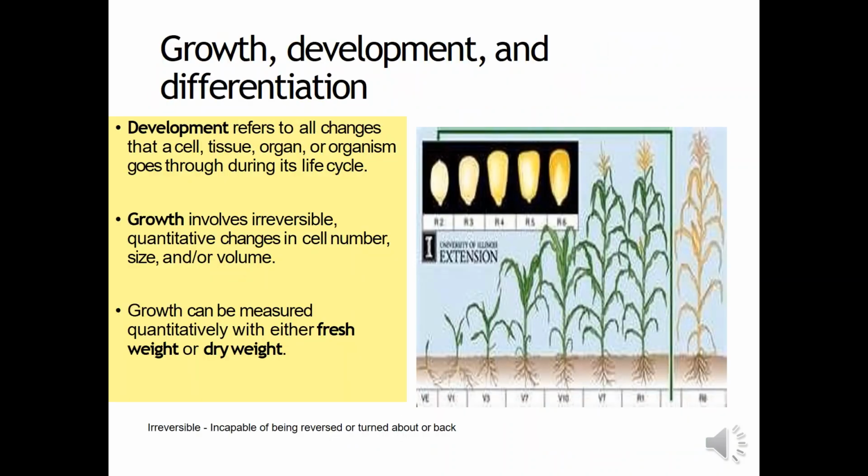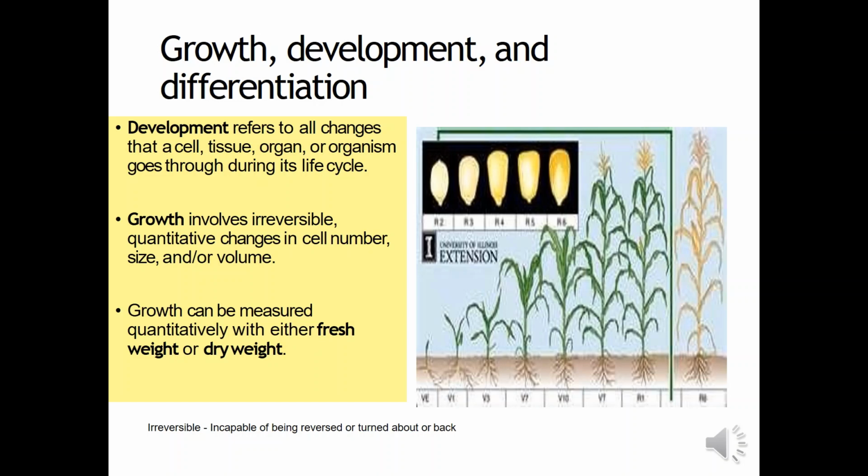Then you will also learn about three different terms: growth, development, and differentiation. Development refers to all the changes that a cell, a tissue, an organ, or the organism goes through throughout its life cycle. For example, imagine yourself: you developed from a fetus to a baby, from a baby to a kid, from a kid to a teenager as you all are, and then grow to an adult. This change in appearance, we call development, until you die. That is different from growth.